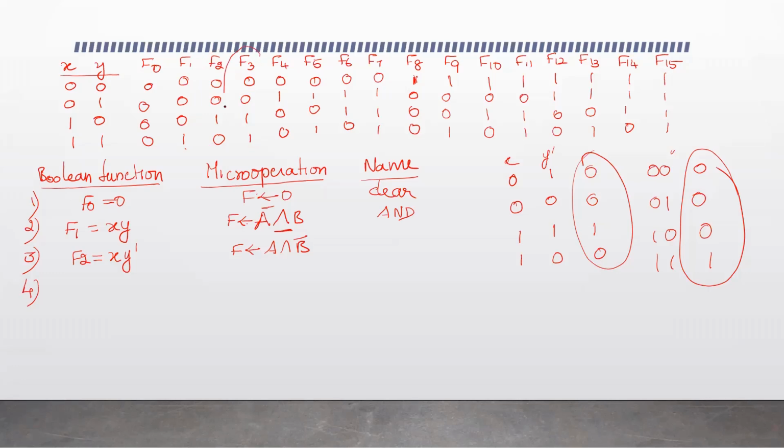Then the next function, let's take F3. What is F3? It is 0, 0, 1, 1. Can anybody tell me what this is? Here F3 is equal to X. It is the same value. X is 0, 0, 1, 1. So the micro operation performed is F is A. This is the register transfer, that means transfer the content of register A to F.